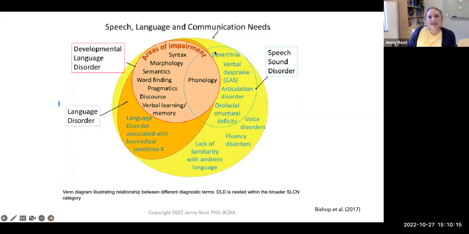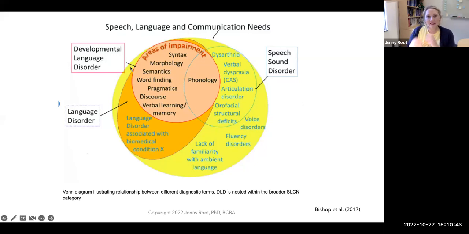So there are many different disorders or disabilities that are related to speech and language. You can see here it's listed: you may have a speech sound disorder if you have some articulation difficulties, or maybe you have those oral facial structural deficits. You could also have a fluency disorder. Again, we would commonly call that stuttering. But you may also have just a language disorder associated with a biomedical condition, autism, Down syndrome.